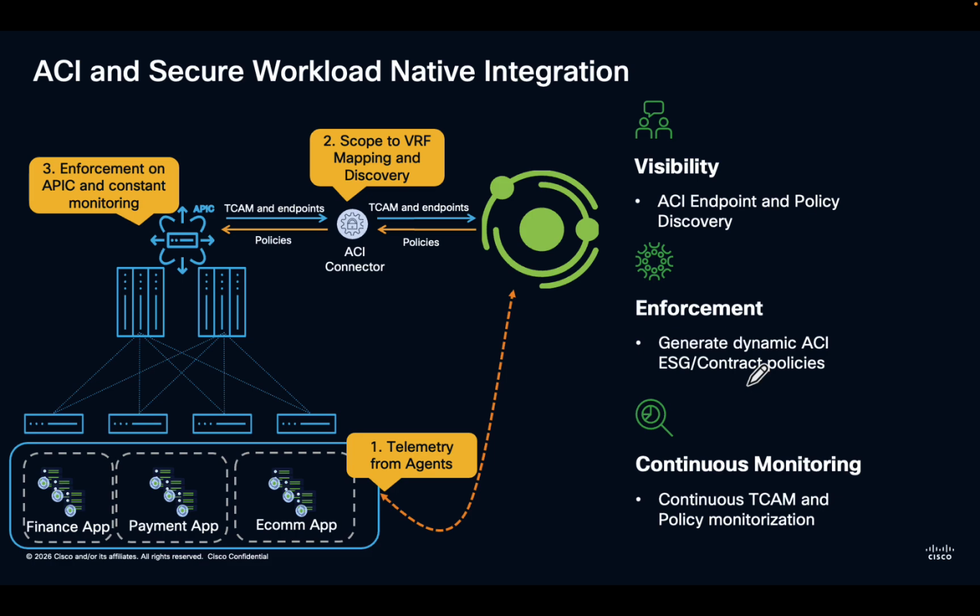The other approach that we have, and this will be for the second series, or part two, is the ACI and Secure Workload native integration. In this case, there is no firewall. We're getting the telemetry from the agents directly, so you will install an agent on your workloads. The reason we strongly recommend installing the agents is because by having the agents on the workloads, we can get 100% accuracy on the telemetry and policy discovery for those workloads.